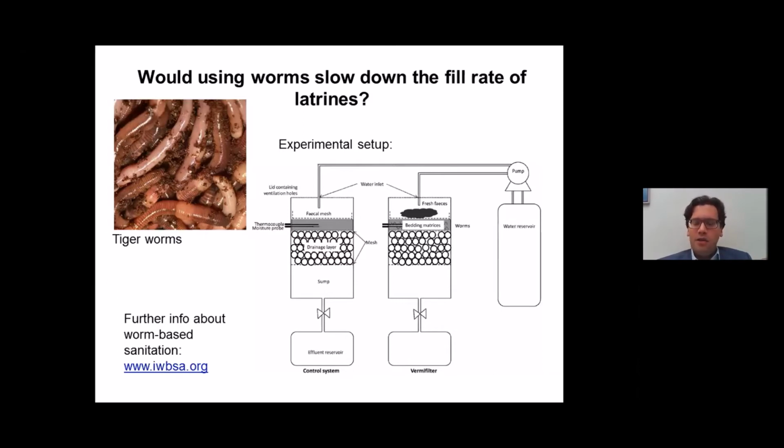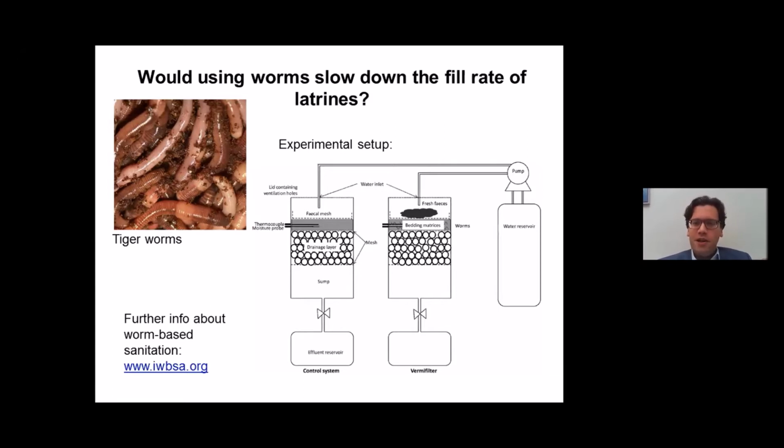The great thing about these worms is that they're very efficient at degrading waste, and they produce a residual material which is essentially sterile. It's called vermicompost, which they produce as their waste product, and it is very safe to empty eventually.